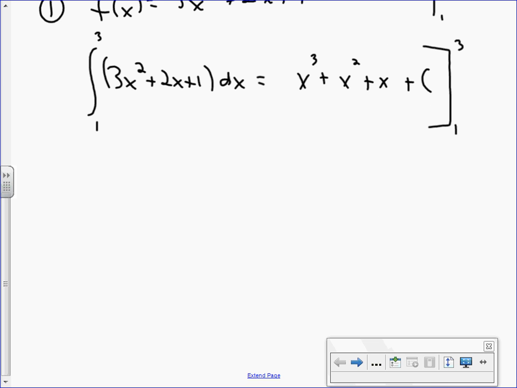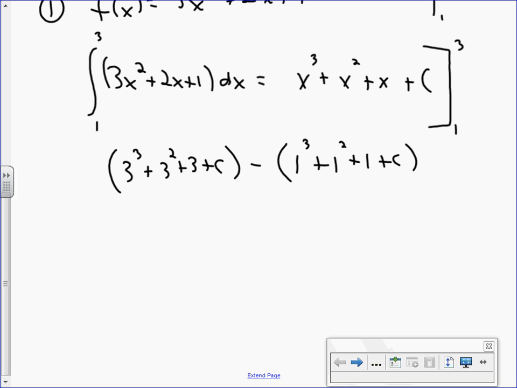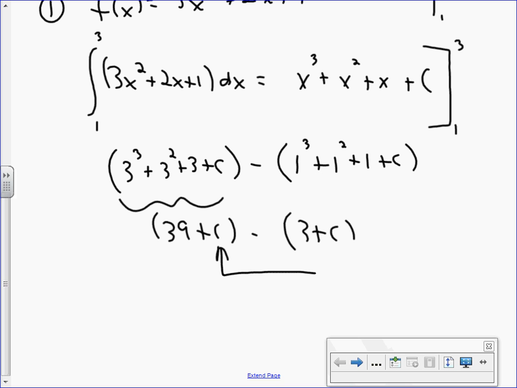Okay? All right, then the next thing that you do is you plug in the 3, the top number, and then you plug in the 1. Watch your use of parentheses, and then you've got a numerical answer here. You do all of your arithmetic here, and you're going to get 39 here, plus c. And on this one, you're going to get 3 plus c. And what you want to notice is that you're going to get a plus c here and here. That's going to happen every single time.